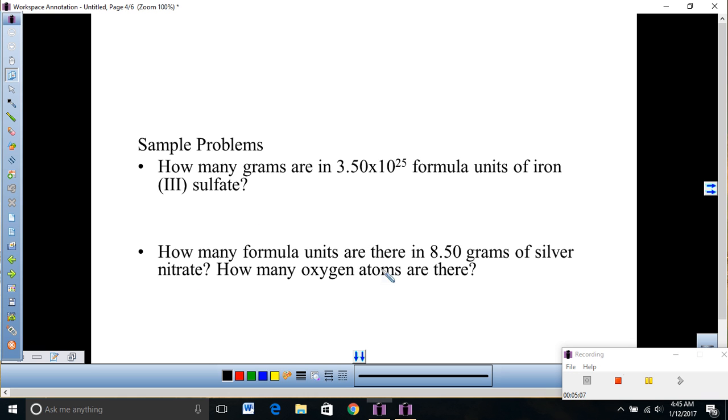How many formula units are there in 8.5 grams of silver nitrate? And then how many oxygen atoms would there be? Silver's a positive 1 and nitrate's a negative 1, so our formula is going to become AgNO3.